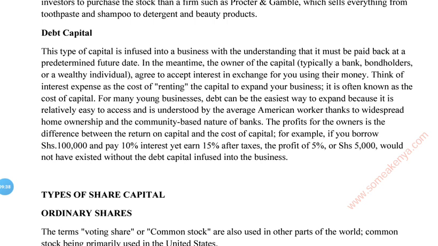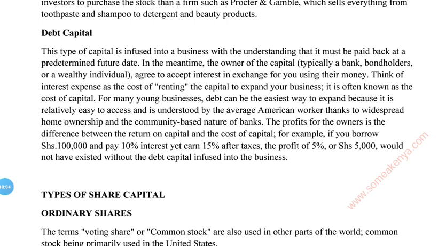we have said that debt capital is what the business owes the outsiders. Those are bank loans, debentures, accounts payable. So this type of capital is infused into a business with the understanding that it must be paid back at a predetermined future date.